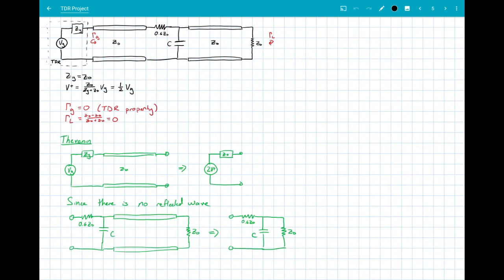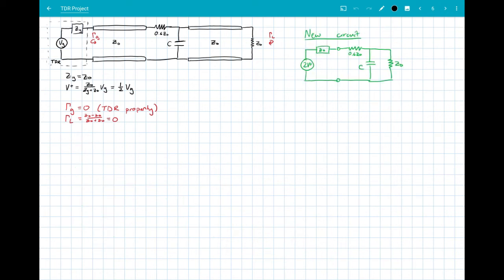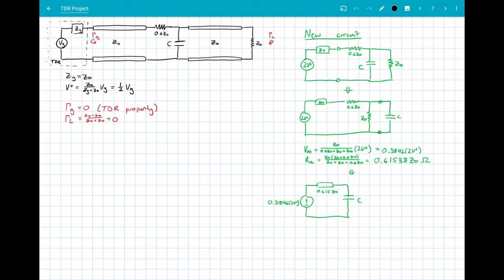And since we know there is no reflected wave on the load side, we can also simplify the right side of the circuitry to be this right on this side. That's because since there's no reflected wave, there's no real change in voltage, so the voltage divider works out in the end, and we can redraw this just as simple as that. So there's our new circuit right there.